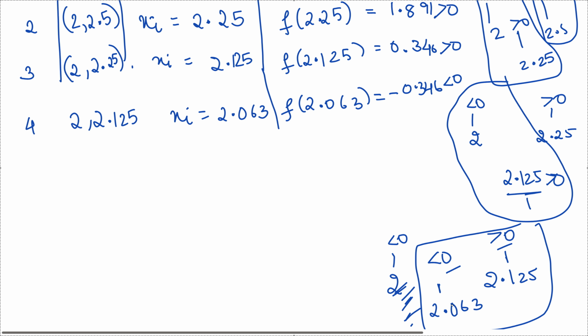So now the values are 2.063 comma 2.125. In this question I am rounding to 3 decimals, since the question said to round to 3 decimals. So what will be our xi?